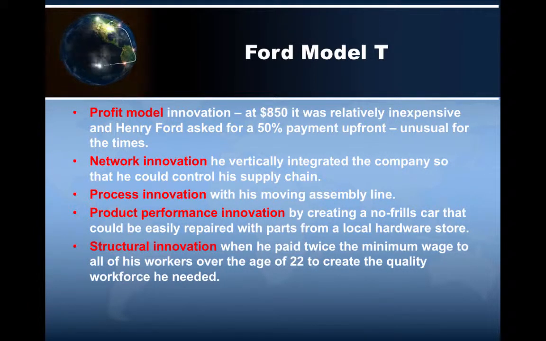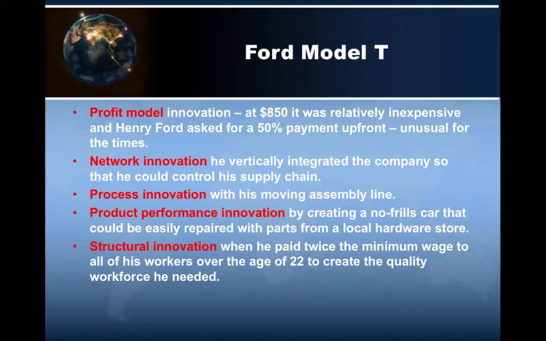Going way back to the Ford Model T, it had a profit model innovation. It sold for $850, which was relatively inexpensive, so innovation there. And Henry Ford asked for a 50% payment up front, which was very unusual for the times, and gave him money to help his financing and capital needs. Second, he had network innovation. He vertically integrated the company so that he could control his supply chain. Very strong innovation there.